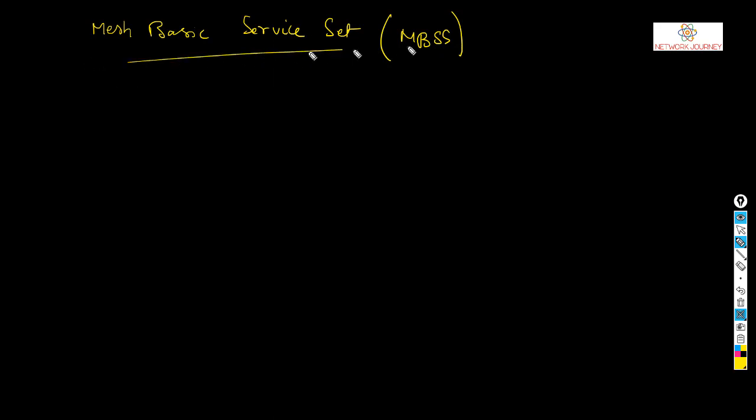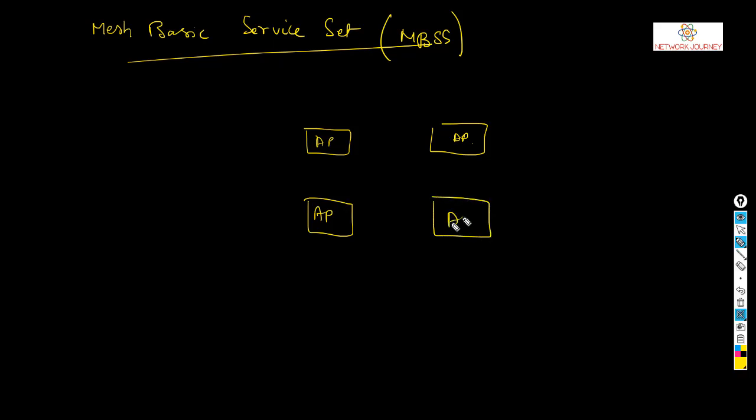Okay, now there is one more service set which is called the mesh basic service set, MBSS. Okay, MBSS. Now this is a very interesting concept. Okay, so let's say I have an access point, access point, access point, and access point.